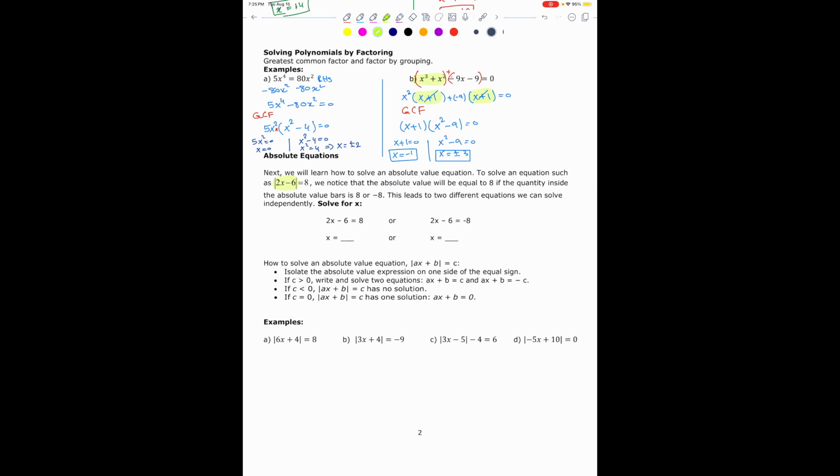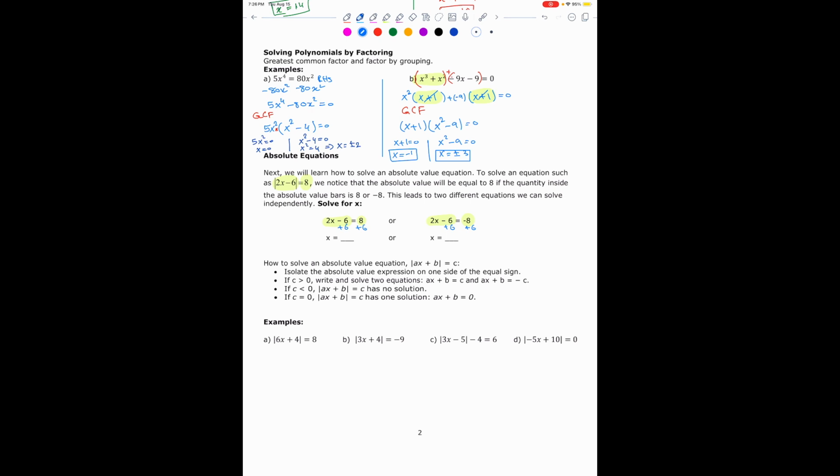So when we have the absolute value bars, to remove them, we split our equation into two. Either the amount inside of the absolute value bars is equal to the positive number, or it is equal to the negative number. And then we're going to solve each one of these. So we're going to add 6 to both sides of the equation.